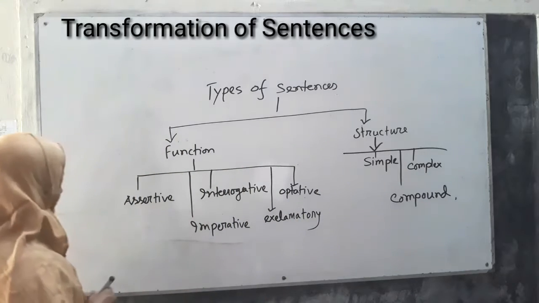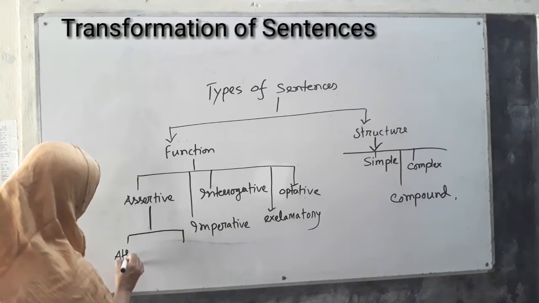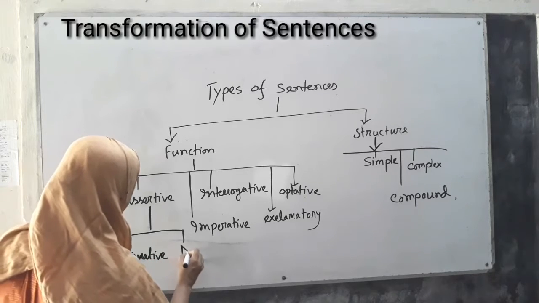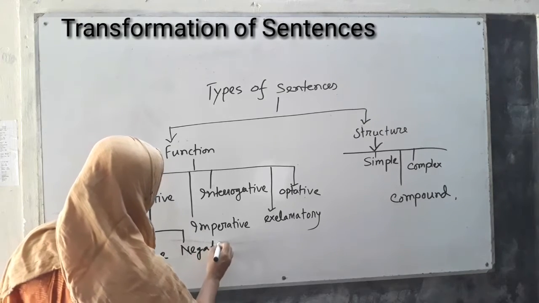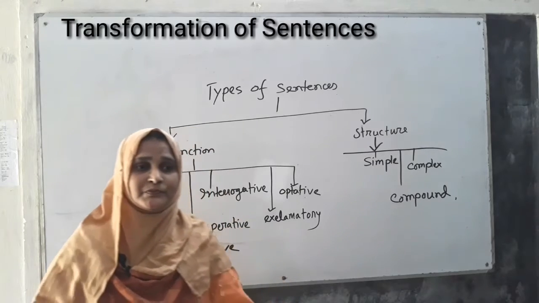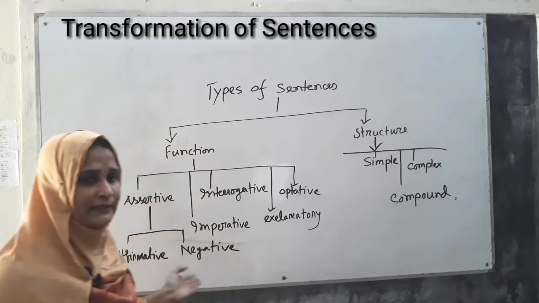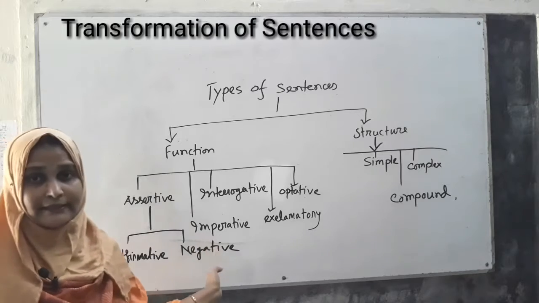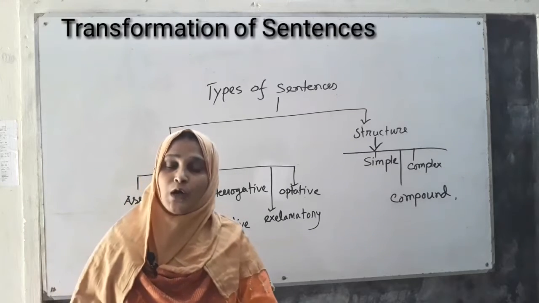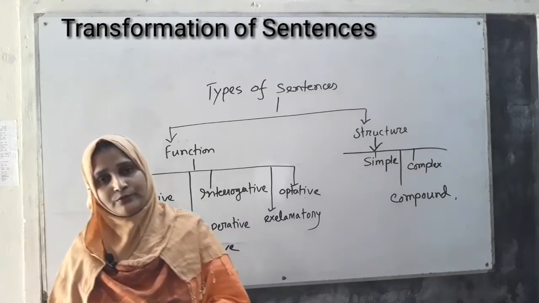So learners, we know assertive has two types, affirmative and negative. We also know an assertive sentence can be affirmative or negative. So today we are going to know how we can transform an affirmative to negative.